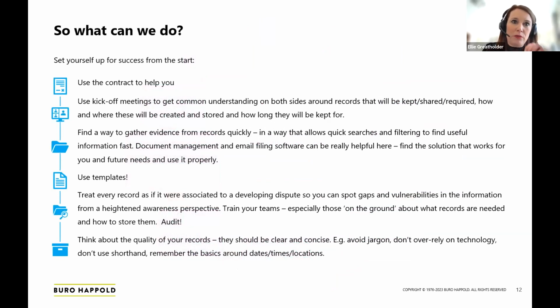So just finally, what can we do? I'm going to hand over to Huw to talk about this in a bit more detail, but setting yourself up for success from the start. So, again, I would say this, I'm a lawyer: use the contract to help you.